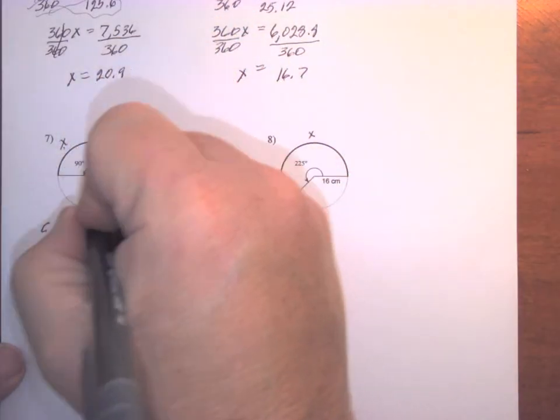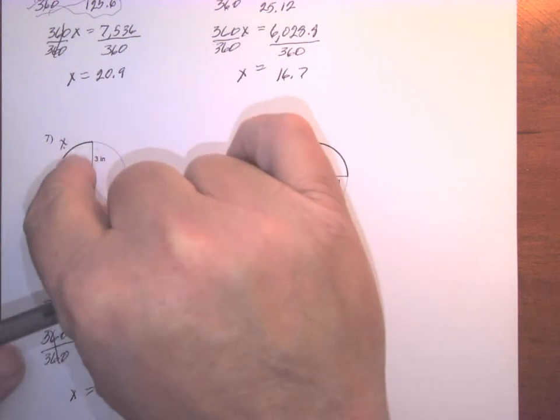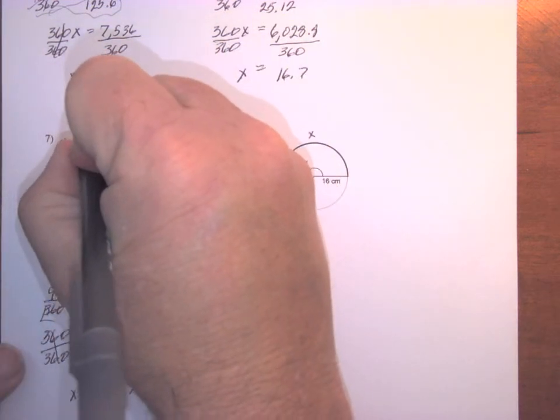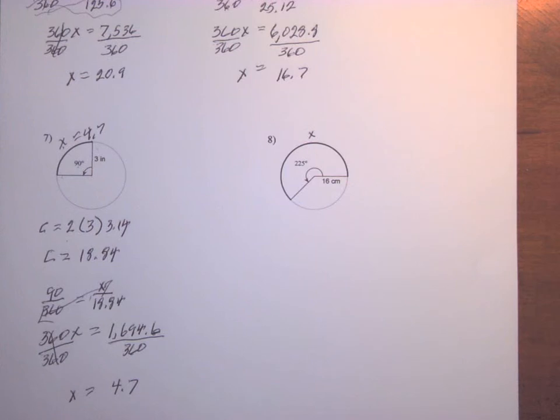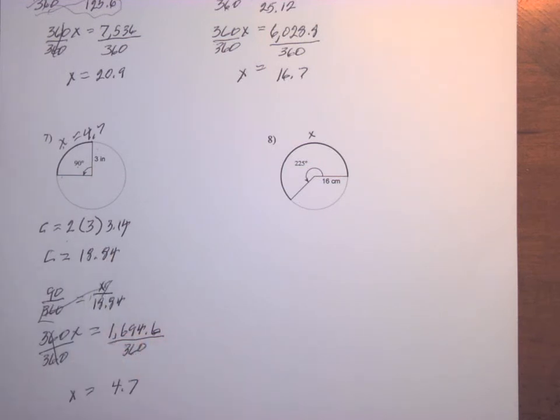So the total of this is 18.84, and the length of x is equal to 4.7, and 4.7 times 4, because 90 divided by 360 is 1/4. So if I take 4.7 times 4, I get 18.8, which is the amount of my circumference. All right, last one. Nothing different.